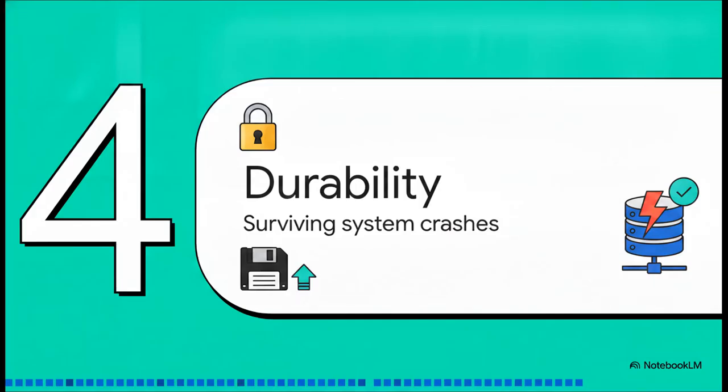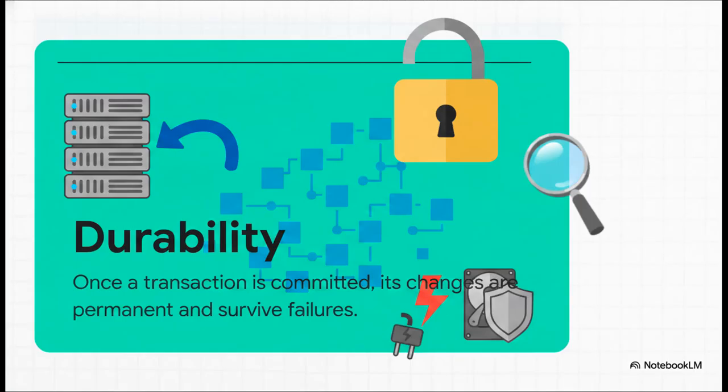Next up, part 4, durability, surviving crashes. This is the final letter of ACID, and it kicks in the exact moment after you hit the save button. Durability means exactly what it sounds like. Once a transaction is successfully committed, its changes are permanently saved. They're never lost. Even if someone literally pulls the power plug on the server right then and there, or the system suffers a catastrophic crash, your data is totally safe and sound.